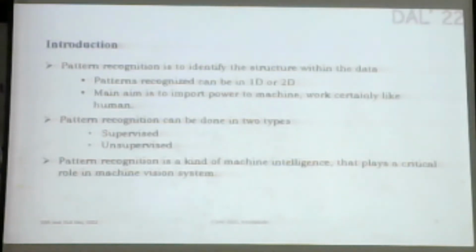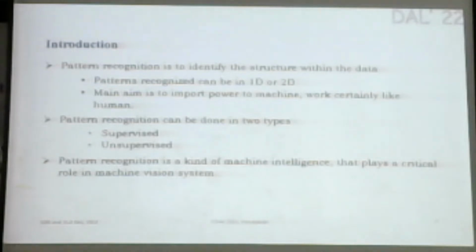Pattern recognition is a kind of machine learning, machine intelligence, that plays a crucial role in machine vision systems. Examples are optical character recognition, or printed circuits, as we mentioned in the previous slide. Moving on to the next slide, we have some applications of machine learning like face detection, biometrics, printed circuits, data analysis, medical images, and so on.